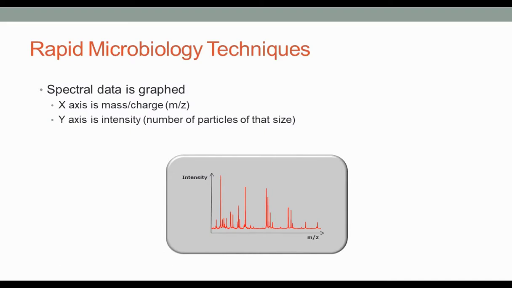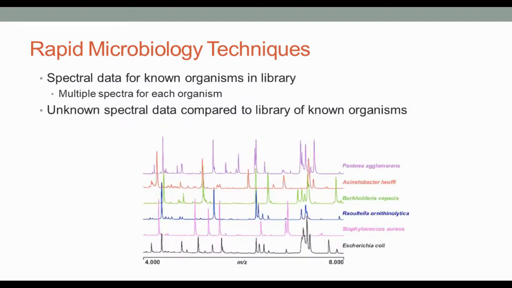As the particles hit the detector plate, the time of flight and the intensity are measured for each particle size, and the data is plotted on a chart. The x-axis is the mass charge, and it is plotted from the smallest to the largest. The y-axis is the intensity and is determined by the number of particles of a particular size. The greater the number of particles, the higher the peak.